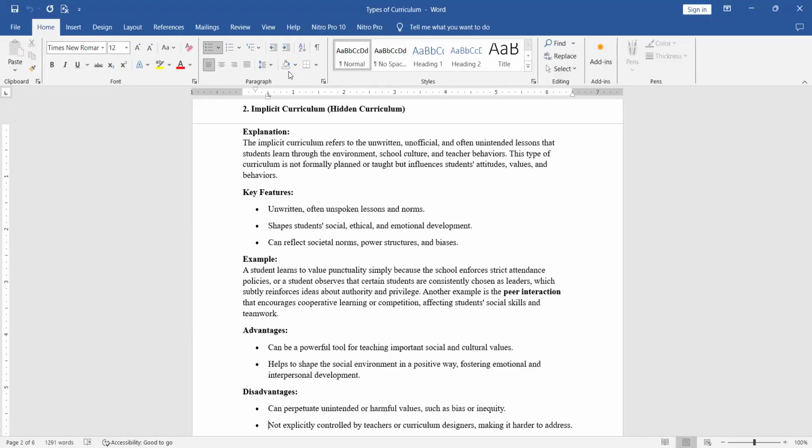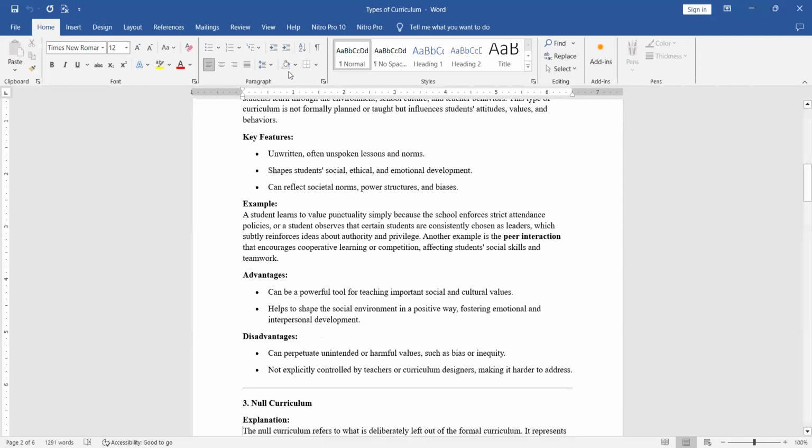There are some schools that make each and every child engage in at least one or two extracurricular activities. So they promote it. Another example is peer interaction that encourages cooperative learning and competition, affecting students' social skills and teamwork. Teachers give them a lot of peer interaction opportunities, clubs, associations, working with others, right? In schools that promote this, the children's skills develop. So that is not jotted down in any curriculum, right?